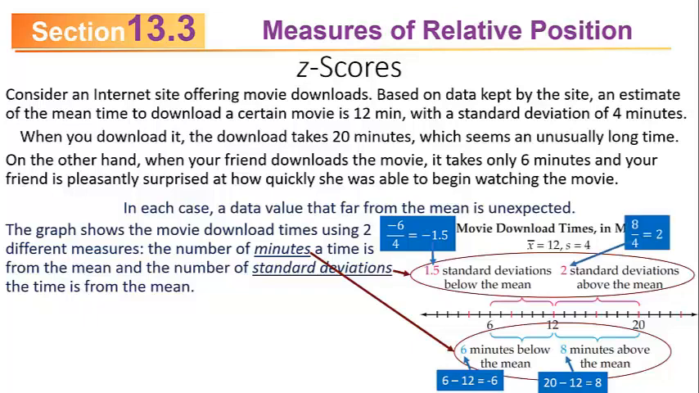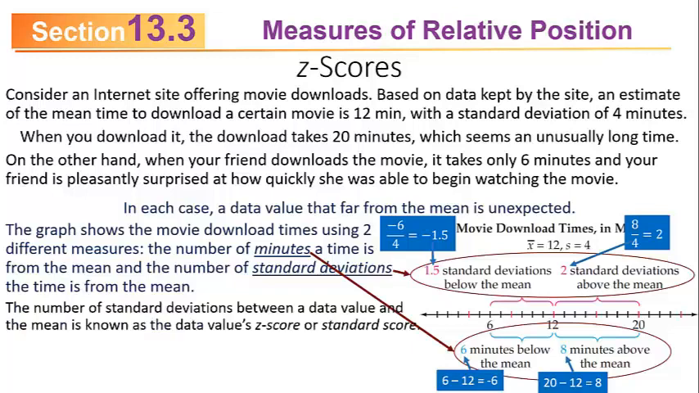Your download time, however, was 8 minutes above the mean. Again, divided by the standard deviation of 4, that's 2 standard deviations above the mean. So your friend's download time was 1.5 standard deviations below the mean, which in raw minutes is 6 minutes below, which is the -6. Yours was 2 standard deviations above the mean. In raw minutes, that would be 8 minutes above the mean. So there are two different ways of looking at this.